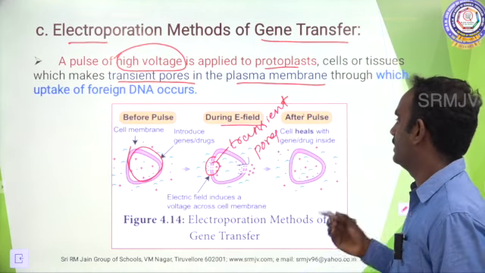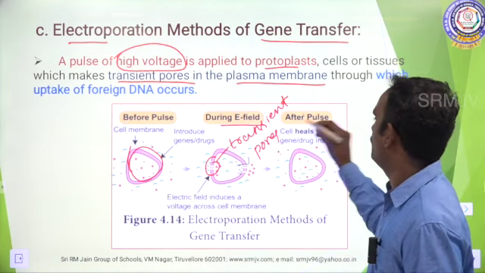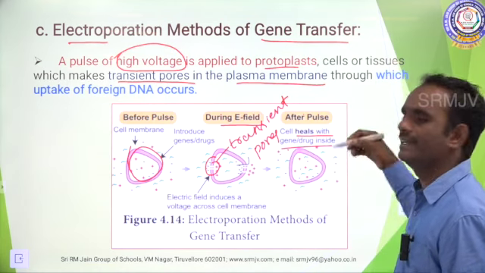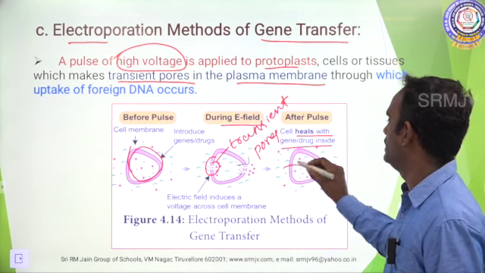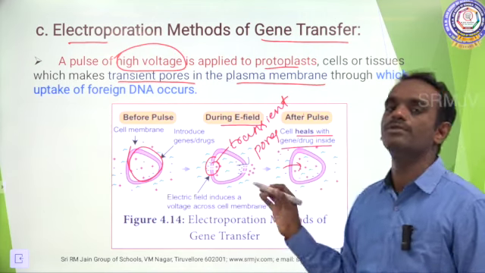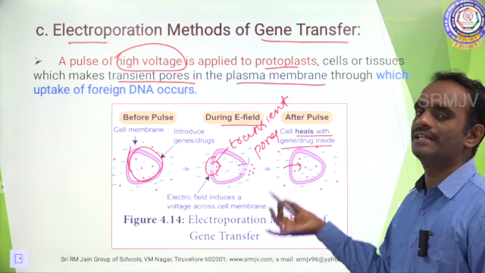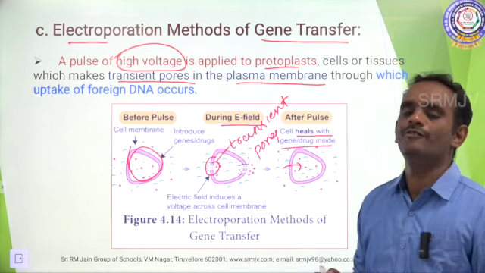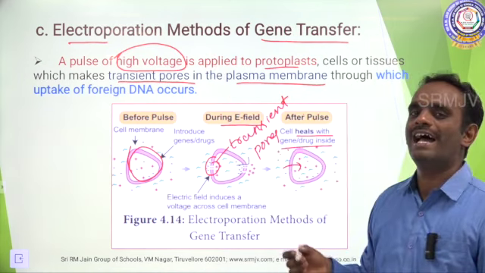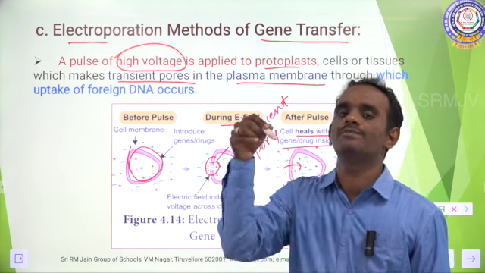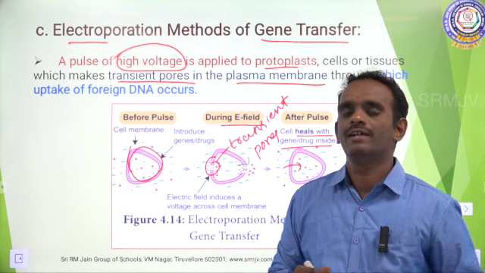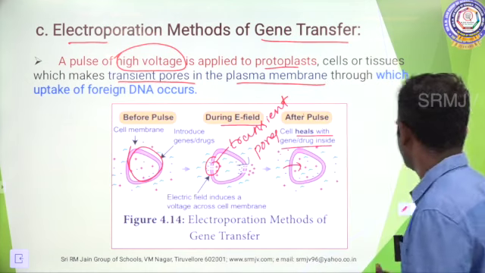Okay. After that, see, after the pulse, the cell heals with the gene or drug inside. So once it gets inside, the membrane gets closed. This type of gene transfer is called the electroporation method. Supply of high voltage current, that is called electroporation. Poration means formation of small pores on the cell membrane or plasma membrane. Can you understand, children? Yes.